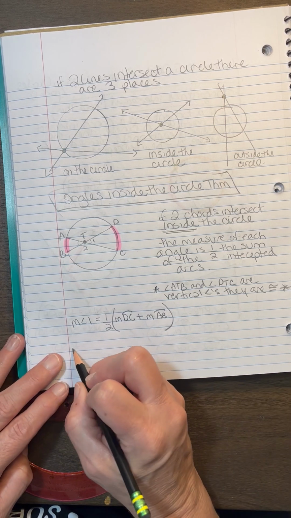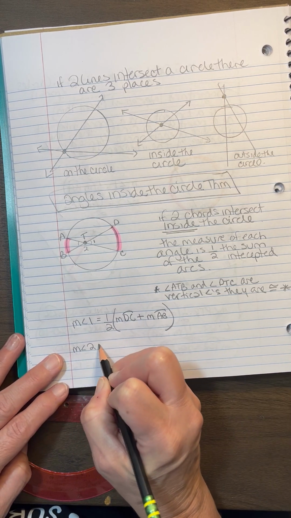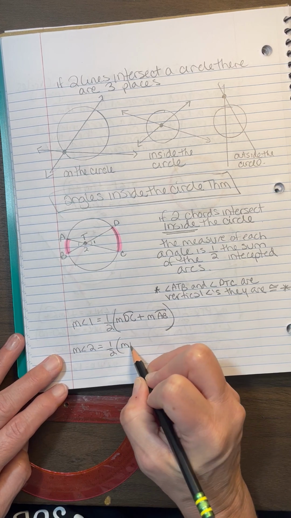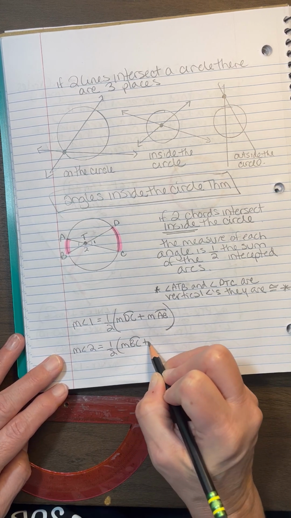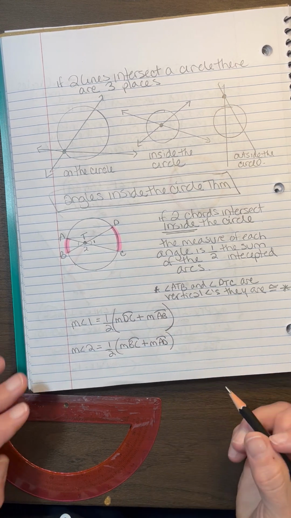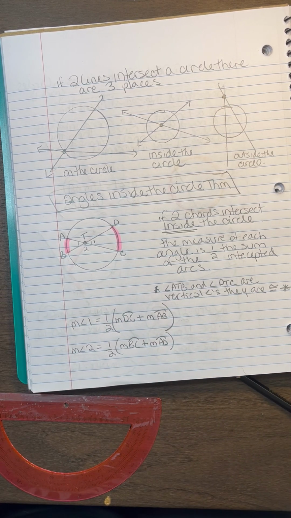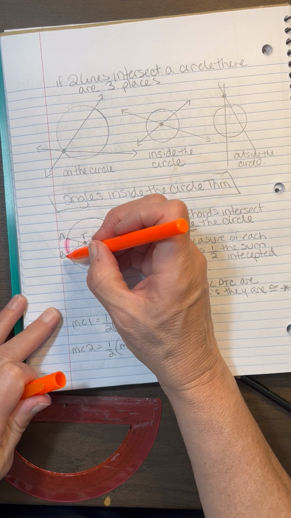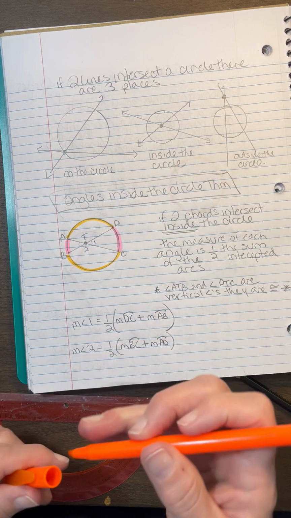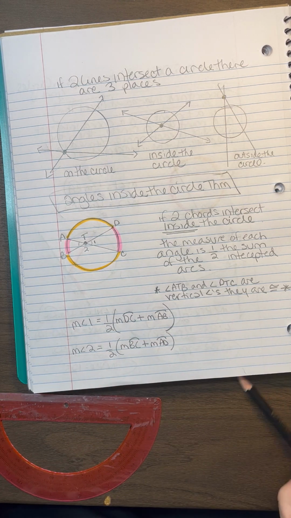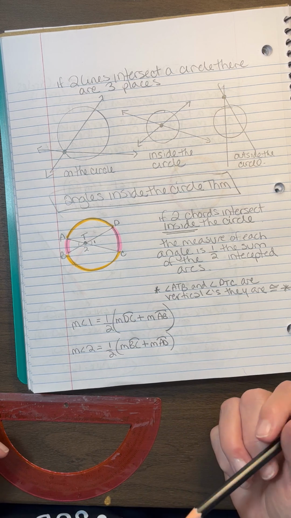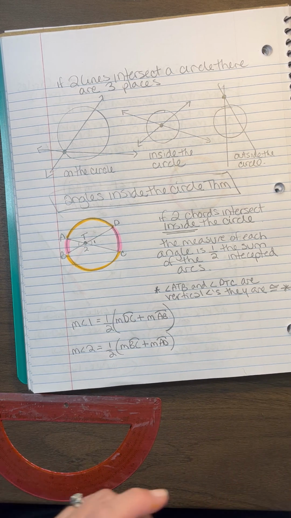Okay, what about the measure of angle 2? It would be 1/2 the measure of arc BC plus the measure of arc AD. And remember, if you were able to figure out angle 1 first, what would we know about angle 2? They form a straight line, so they would have to add up to 180 degrees. So keep that in mind also.